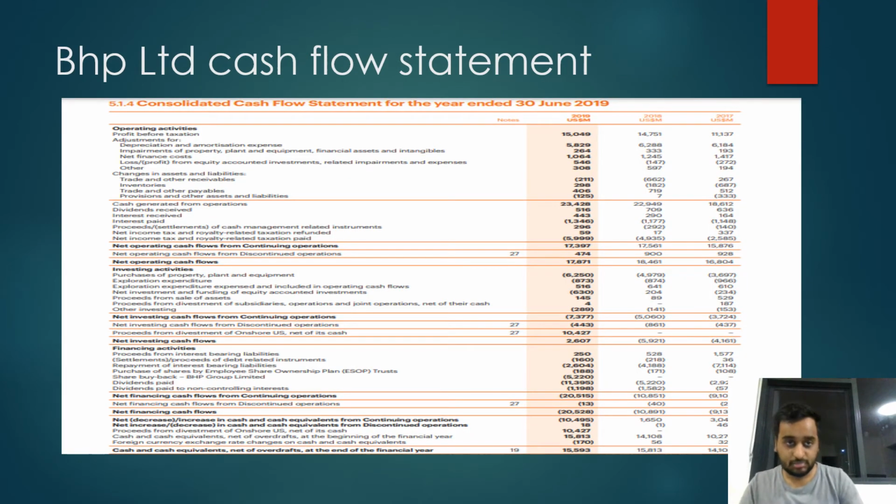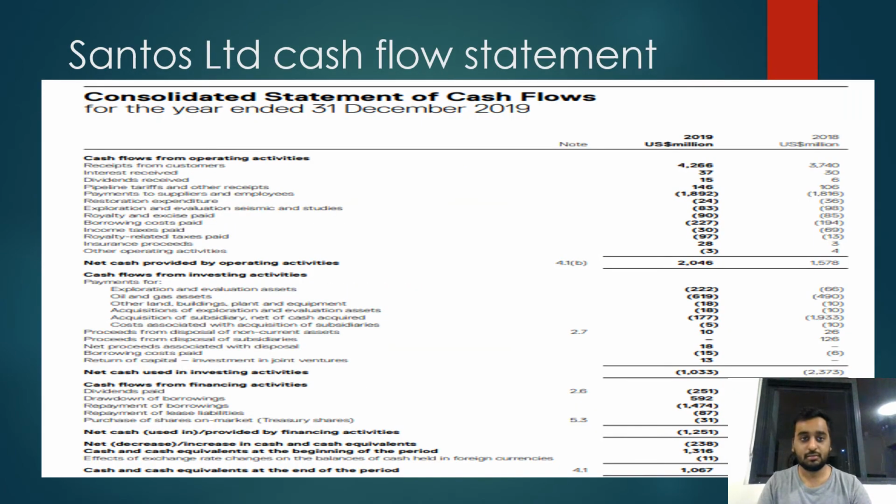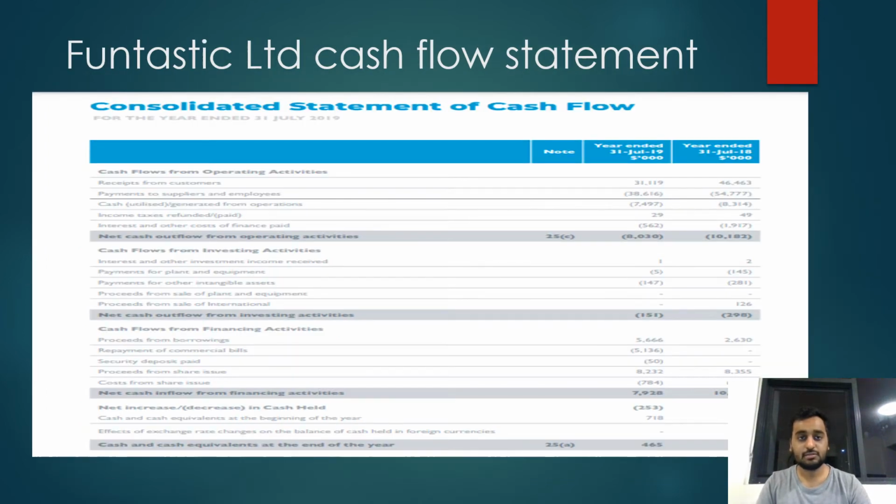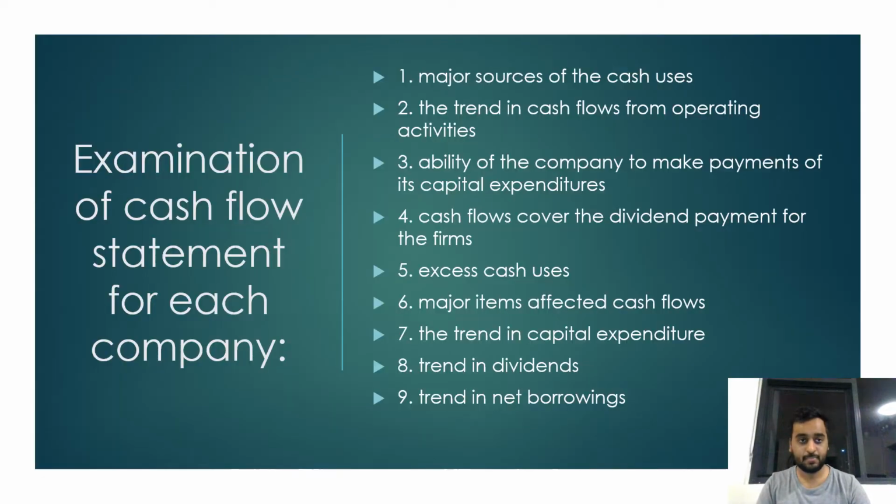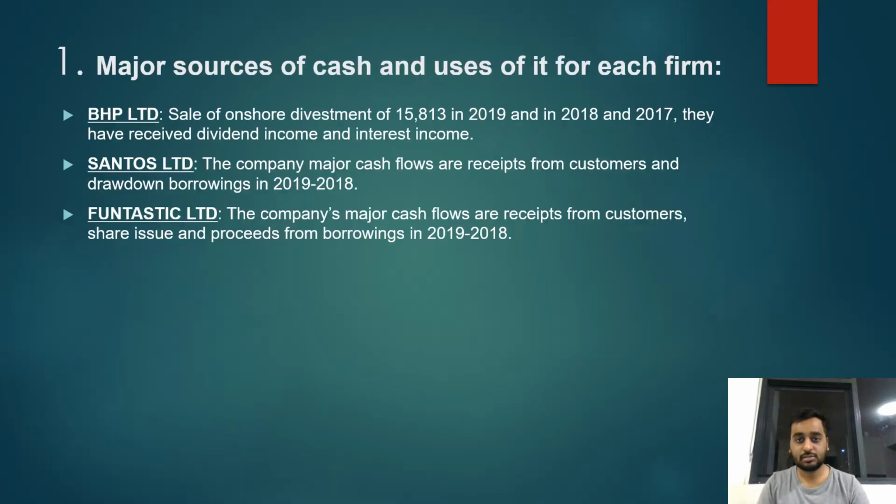As you can see here, this is the BHP Limited cash flow statement, and in this slide there is the Santos Limited cash flow statement, and in this slide there is the Fantastic Limited cash flow statement. Moving forward, this is an examination of the cash flow statement for each company. There are 9 points. The first one is major sources of the cash uses.